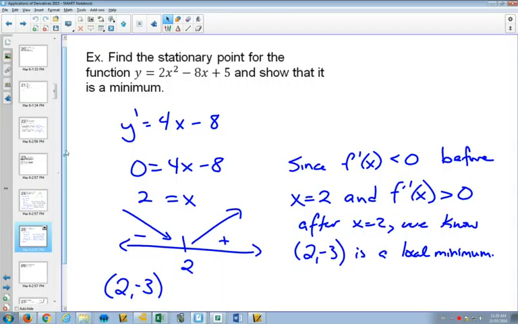And then your statement, since f prime of x is less than 0 before x equals 2, meaning that your function is decreasing, and f prime of x is bigger than 0 after x equals 2, which means your function is increasing, we know that 2 comma negative 3 is a local minimum.